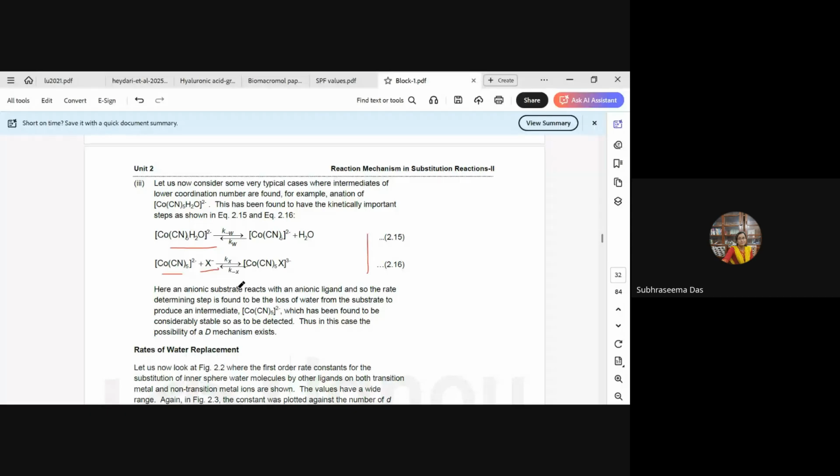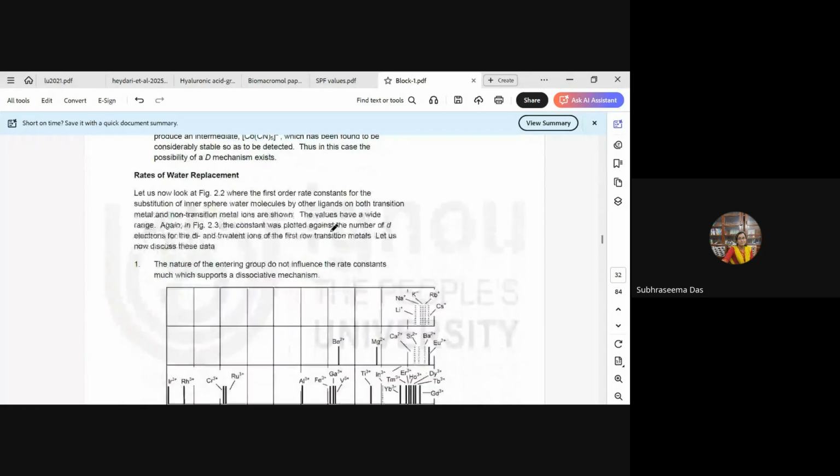So the rate determining step, how will we know? It is the step where the water is lost to form the intermediate. This intermediate, Co(CN)5 2-, is stable and has also been isolated. Because of such reactions, there is a possibility of the D mechanism, not ID but D mechanism.